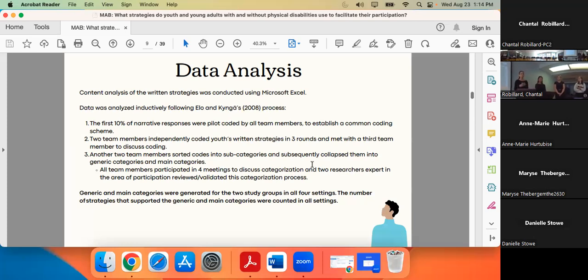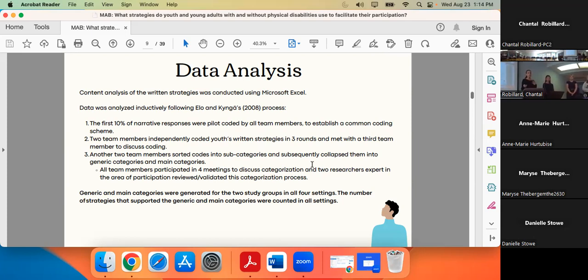After we were done with coding, we started with creating subcategories. This was done by another set of 2 team members, which were different than the previous ones. And we subsequently collapsed these subcategories into generic categories and main categories. All team members actually participated in this categorization process.